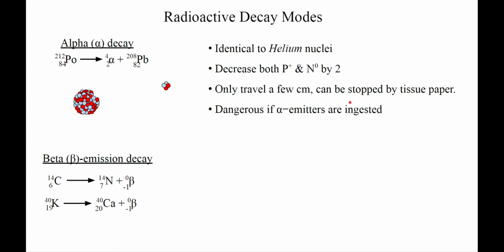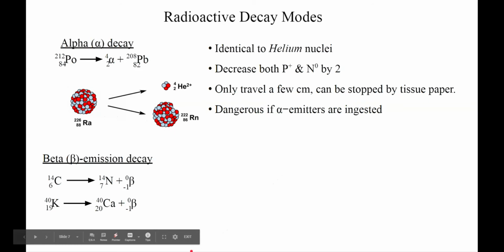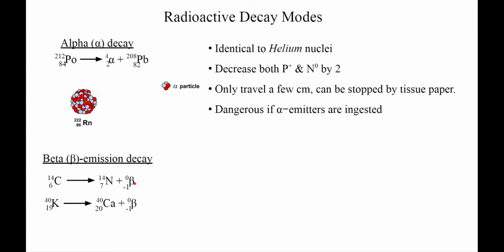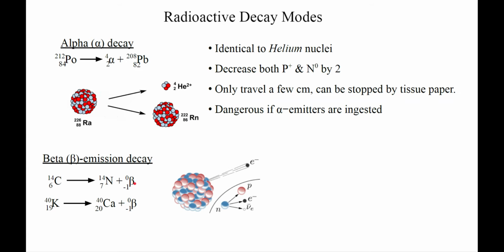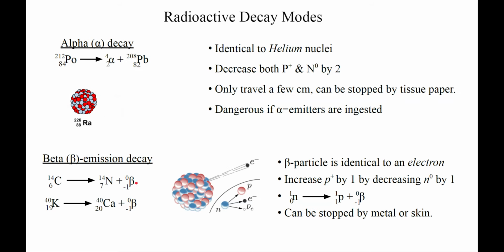Next, we have beta decay. With beta decay, or beta emission decay, as we said earlier, a beta particle is exactly like an electron. Now, this is not an electron that is coming from an orbital. This is not oxidation. We're not talking about an atom giving away an electron that it had in some orbital. Instead, this is a new, fresh, baby electron that wasn't there before.